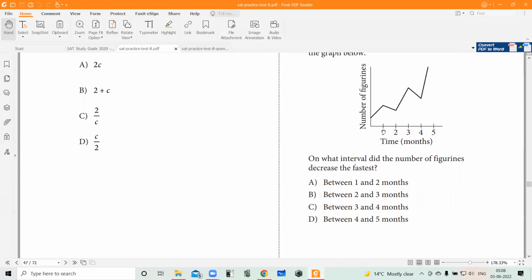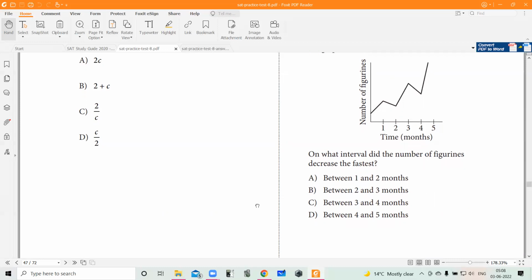Right, because you have to see the slope. The steeper it is, the faster the decrease is. Yeah, the most drastic. Correct. 3 to 4, you're right.